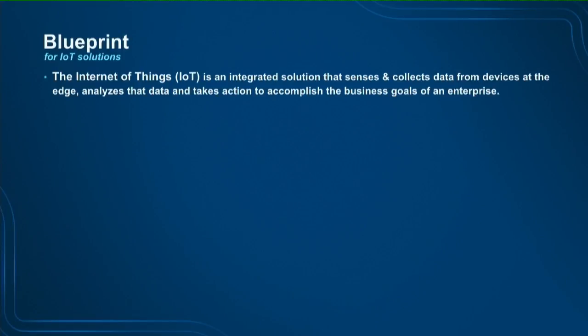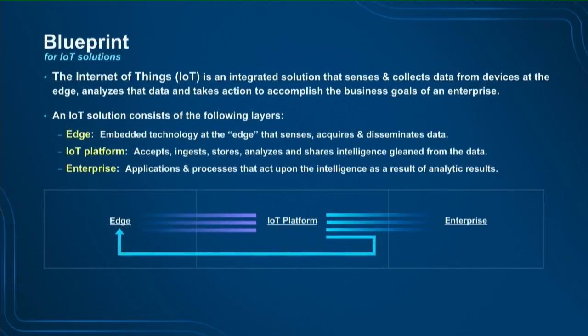So another definition of IoT is basically an integrated solution that senses and collects data from devices, those devices having sensors at the edge, analyzes that data, and takes some type of action to accomplish a business goal of an enterprise. If you look at an IoT solution, there are typically 3 layers involved. There's an edge, where the devices and the sensors live, so that's out close to the things. There's an IoT platform, which typically lives in the cloud.